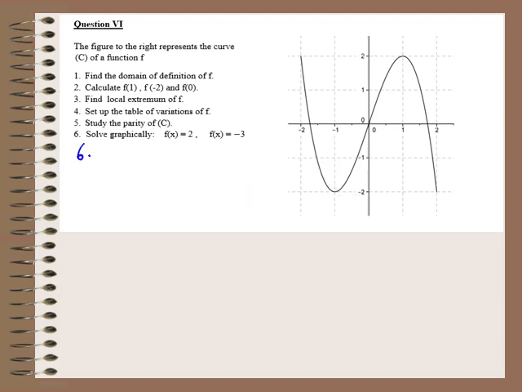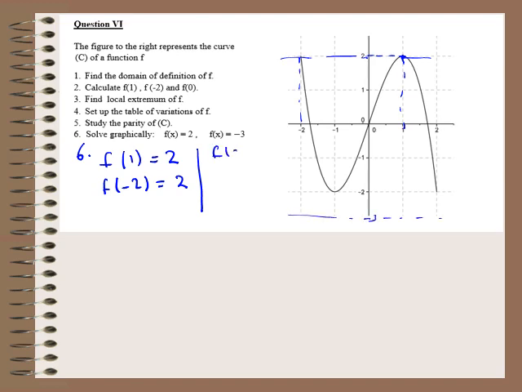Part 6. Solve graphically: f(x) equal 2, and f(x) equal −3. f(x) equal 2: f(1) is equal to 2, and f(−2) is equal to 2. Okay, now we want f(x) equal −3. f(x) equal −3 doesn't exist.